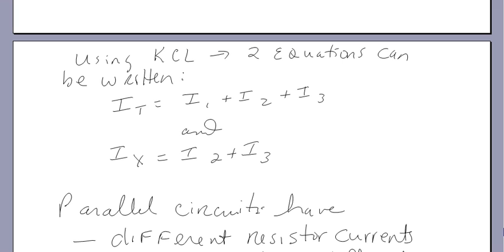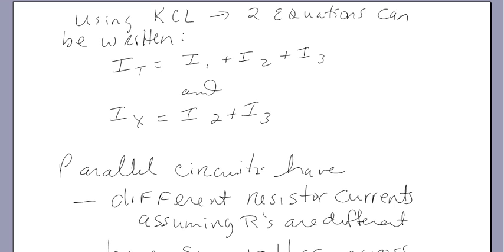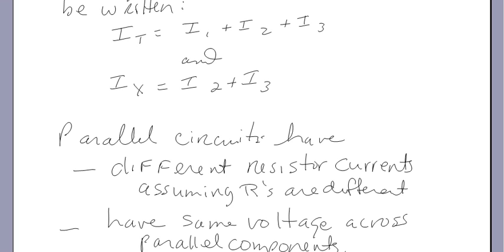Using Kirchhoff's current law. So Kirchhoff's voltage law is for series circuits, and Kirchhoff's current law is for parallel circuits. Two equations can be written from the above example. IT is equal to I1 plus I2 plus I3, and IX, that's that top current that divides between 2 and 3, IX is equal to I2 plus I3. So I use Kirchhoff's current law to write equal current equations and Kirchhoff's voltage law to write voltage equations.